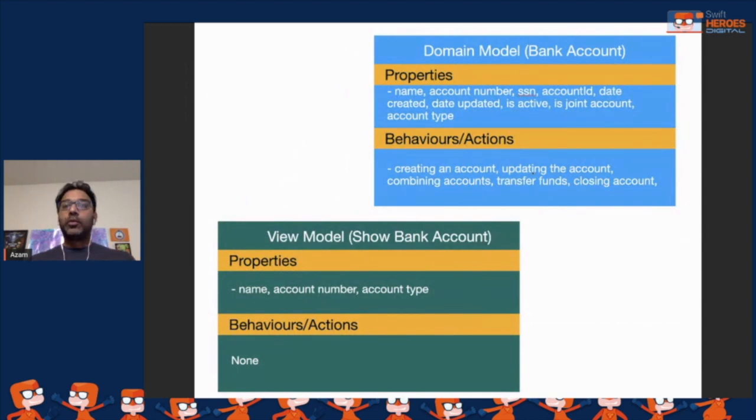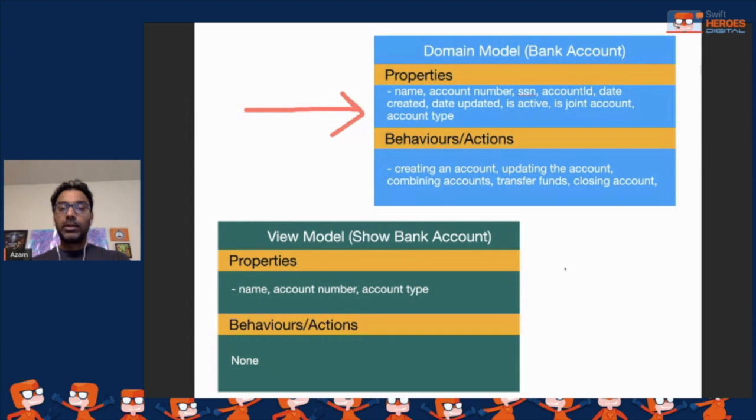Now, once again, domain model on the top. You can see right over here how it is different from the view model. The domain model for a bank account might contain some properties like the name of the bank account or the name of the person, the account number, the social security number, account ID, date created, and also some behaviors like creating an account, updating an account, transferring funds, combining accounts, closing accounts. These are all behaviors which are for the actual logic, actual business rules of the application. So that is called the domain model.